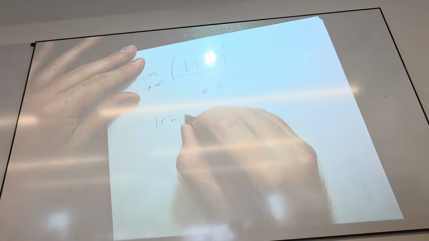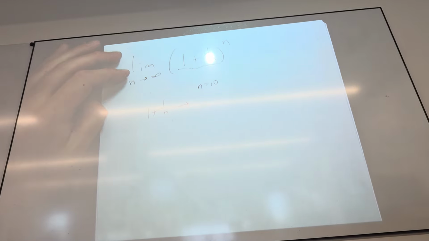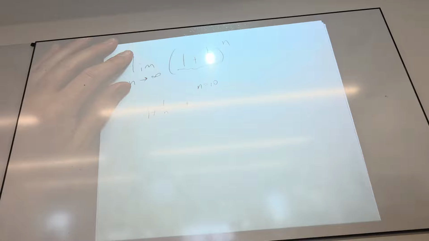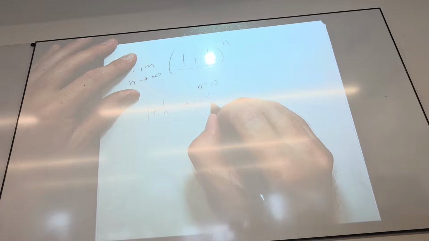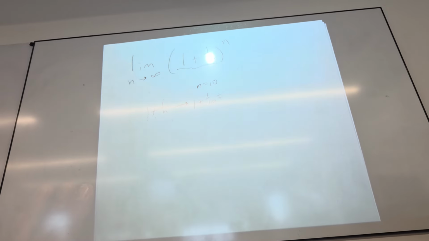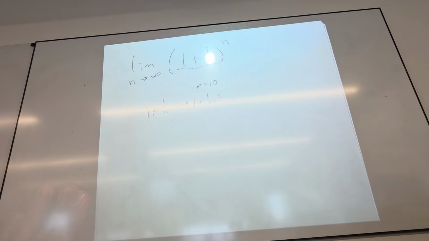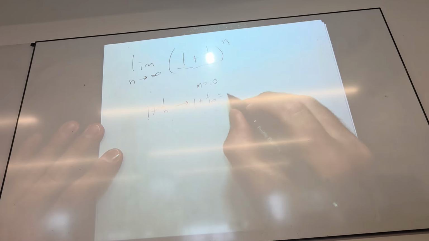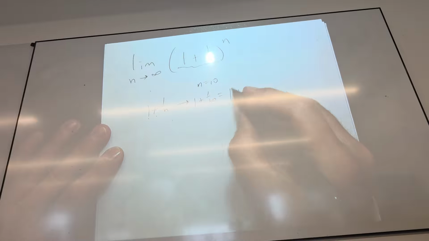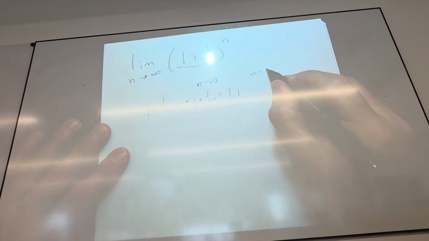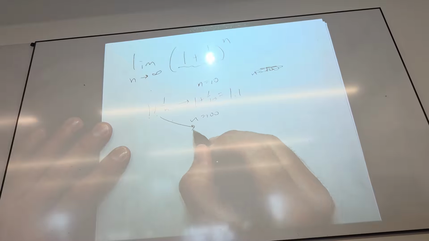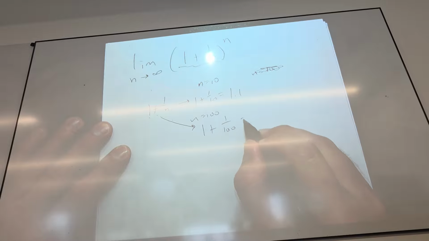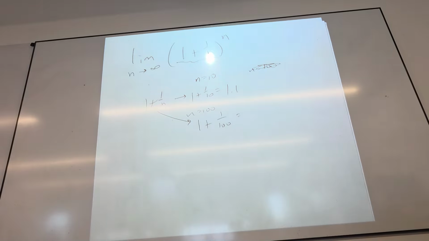If n is 10, what does that become? It'd be 1 plus 1/10. And what's 1/10 as a decimal? 0.1, so 1 plus 0.1 is 1.1. What if n is 100? What's this become? And what's 1 over 100 as a decimal? 0.01.